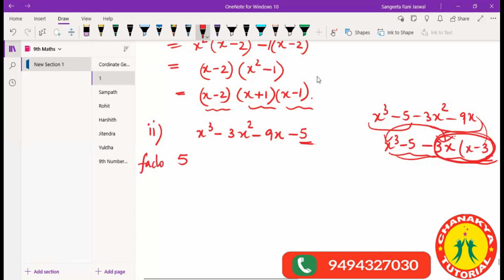Factors of 5. 5 is a prime number, so only 1 and 5, is it? And this can be in plus also, this can be in minus also.